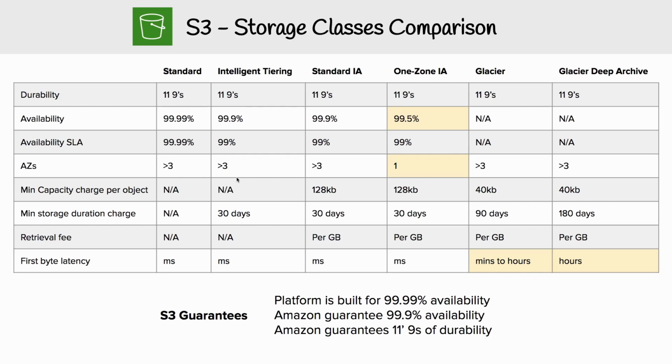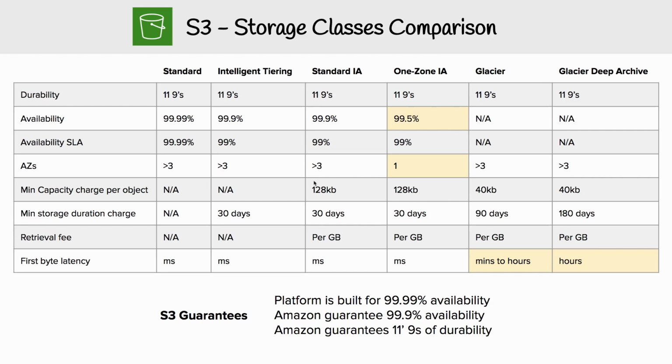You can see that there is a capacity charge for Standard IA and above. There is a storage duration charge for all the tiers with the exception of Standard. And then you have your retrieval fees, which are only going to come in your IAs and your Glacier, okay? And then you have the latency, that's how fast you can access files. MS means milliseconds, so for all these tiers, it's super, super fast.